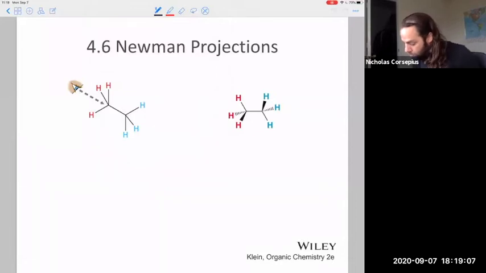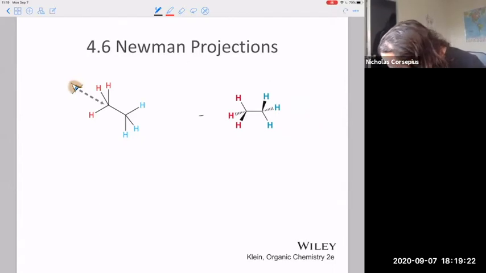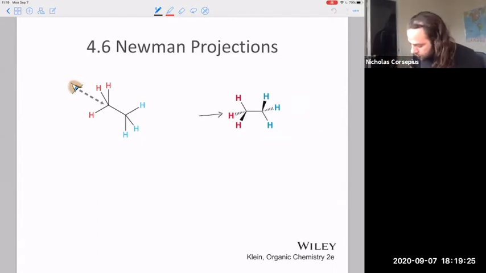So what I'm going to do is focus on this structure here, because that's what we're going to need to do. We're going to need to convert our bond line structures with these wedges and dashes into our Newman structures. That's the hard part. So I am again looking down this bond here. Remember, the wedges are pointed out at you, the dashes are into the page, and these straight lines are what are called in the plane of the page.